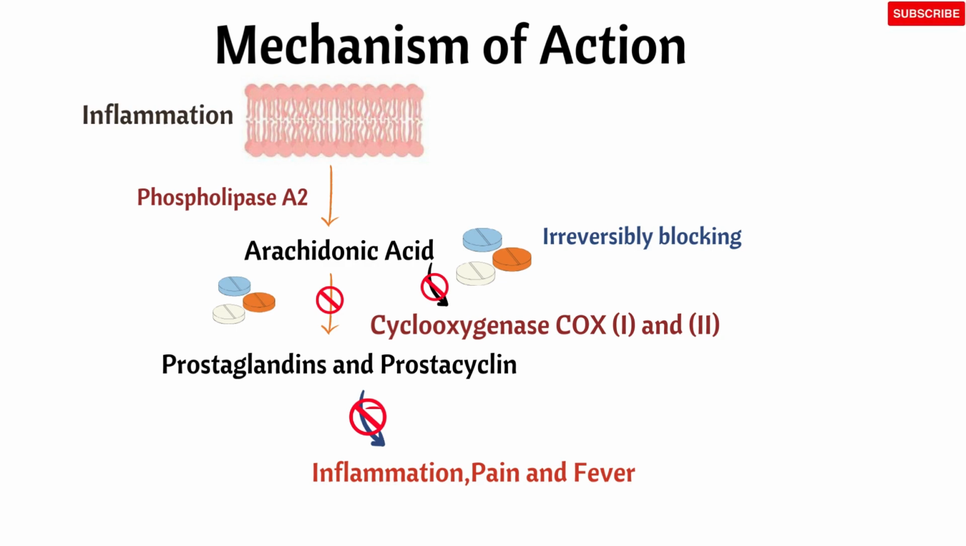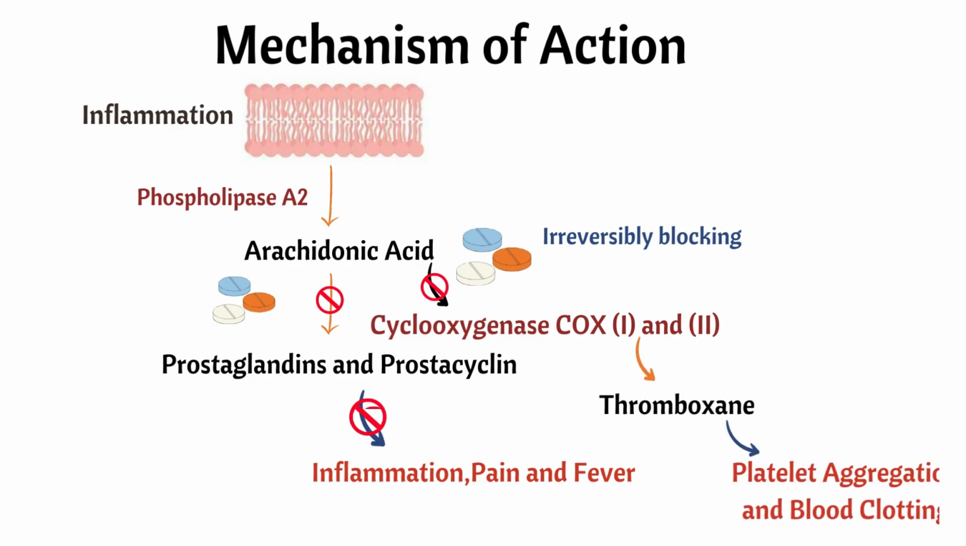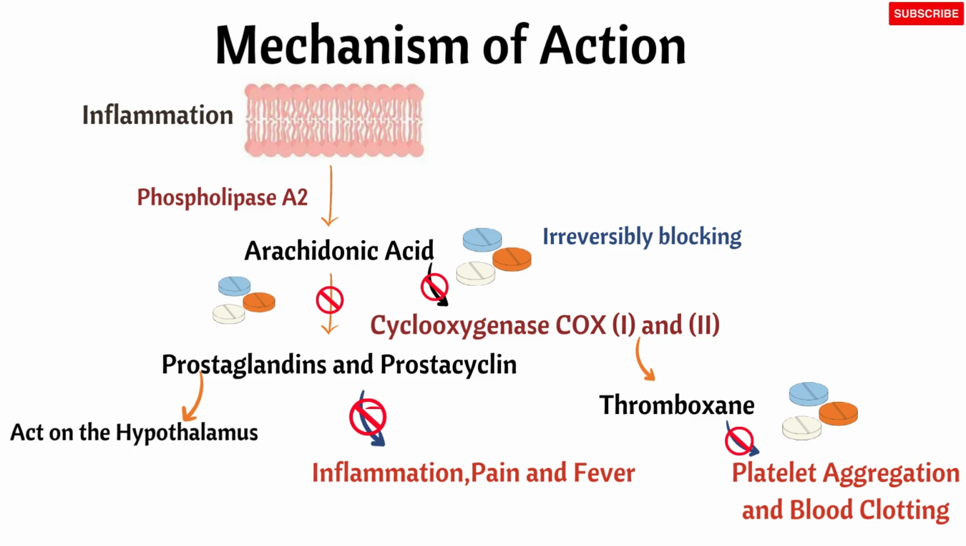The COX enzyme is also involved in the production of thromboxane, which promotes platelet aggregation and blood clotting. By inhibiting COX-1 and 2, aspirin prevents the formation of thromboxane, which can reduce the risk of blood clots. Prostaglandins also act on the hypothalamus to set the temperature set point at a higher degree, causing fever.